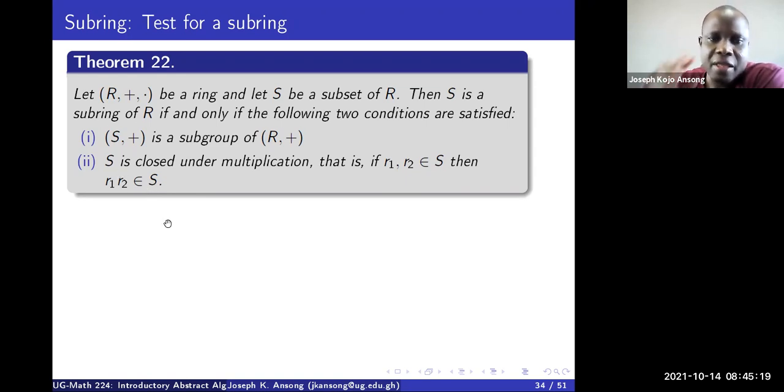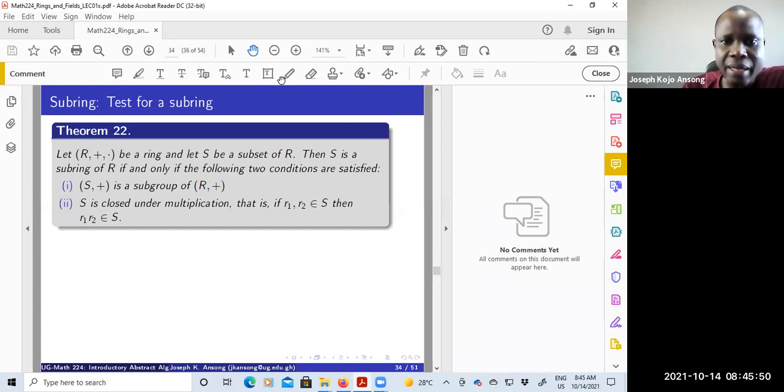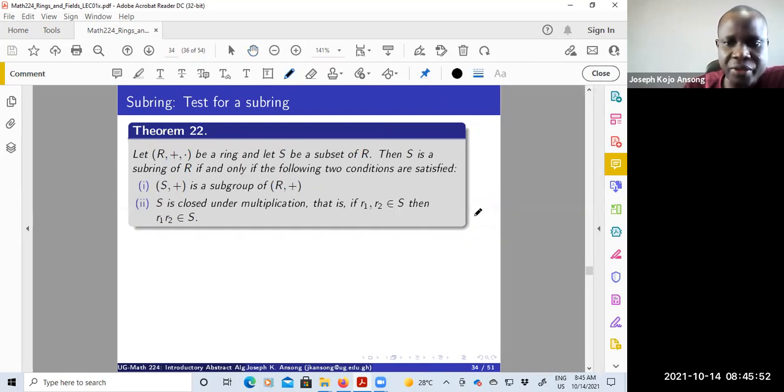Good. Then we prove the converse. The converse is to suppose that I and II are true, okay? And if they are true, if I is true and II is true, then we need to show that S is a subring, okay? Now to show that S is a subring, of course, you have to employ the axioms for a ring to show that S is a subring. That is basically how you do that.